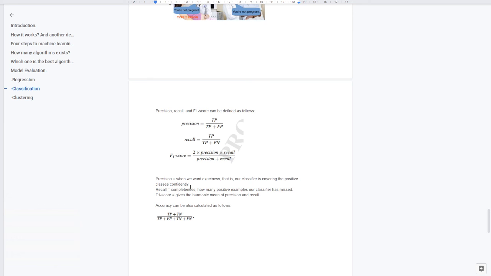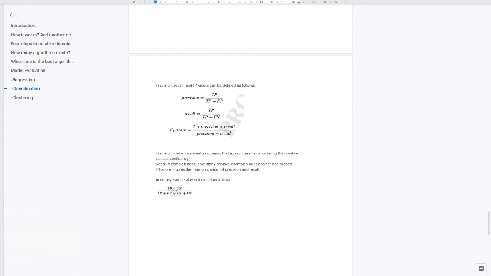Remember that accuracy can also be calculated as follows: true positive plus true negative divided by true positive plus false positive plus true negative plus false negative.